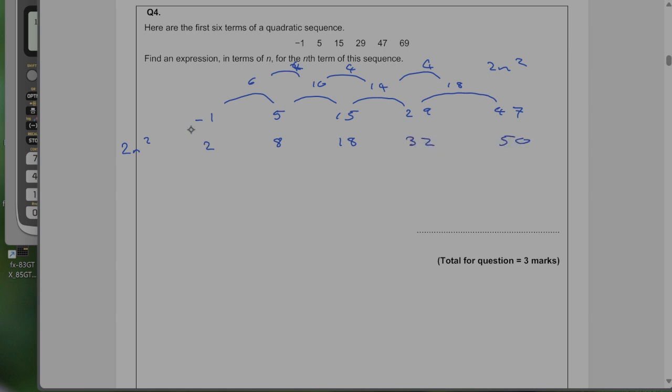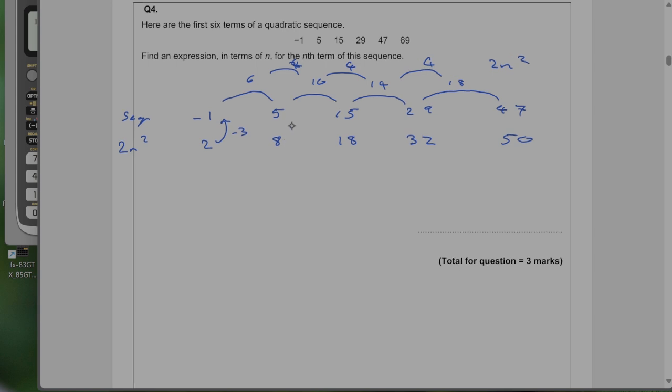And then what do I need to do to this to get to the sequence? If that's my sequence, I need to subtract 3 from each of these. So the difference from there to there is -3, -3. So my sequence is going to be 2n squared - 3.